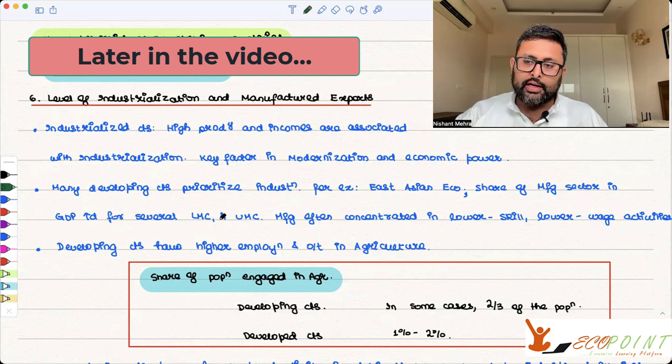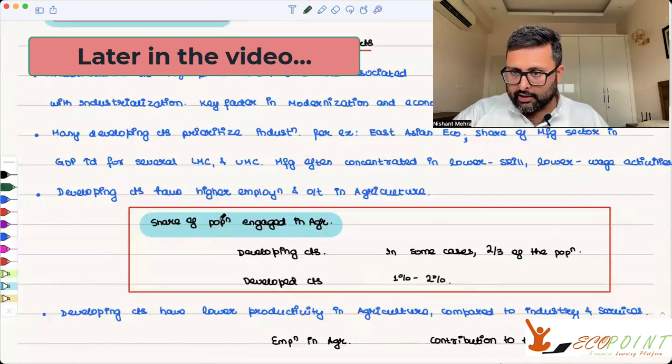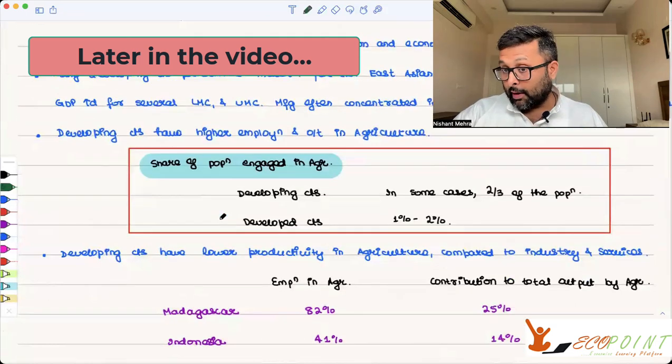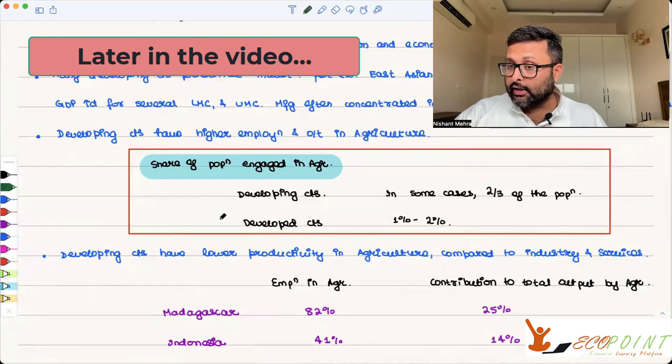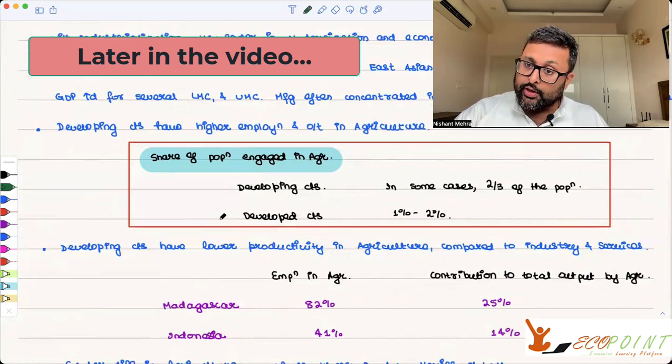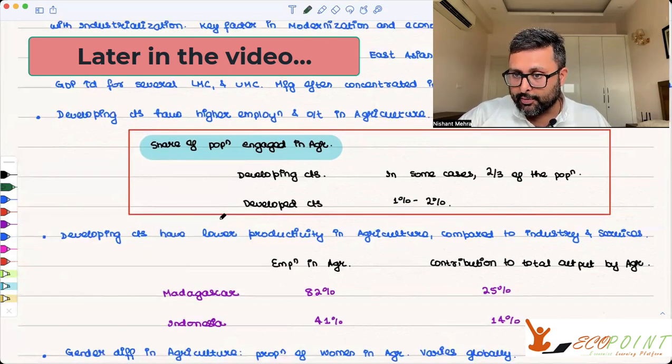Whatever manufacturing is there in the developing countries is mainly concentrated in the low skill and the low wage jobs. Many of the developing countries are still dependent upon agriculture. In some cases, even two-thirds of the population is dependent upon agriculture, while in the developed countries, only 1 to 2% of the population is dependent upon agriculture.